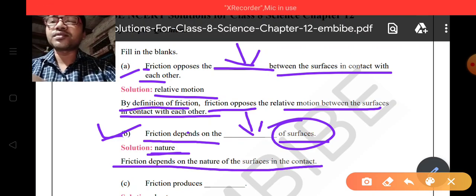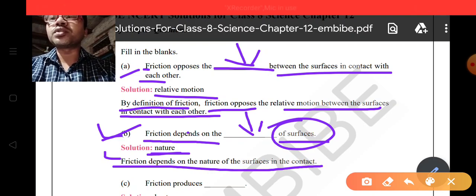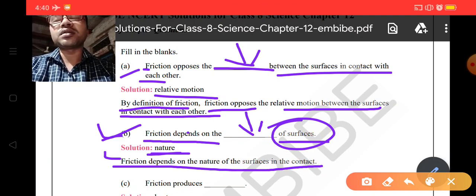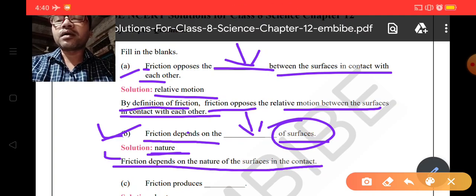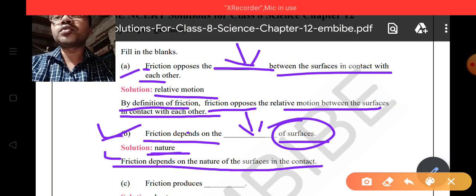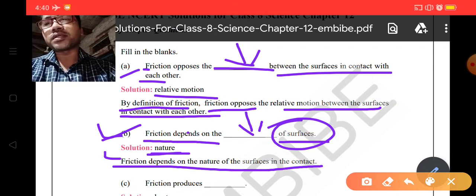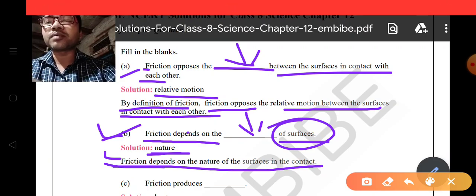Okay, so nature means the roughness, the smoothness of the surface. If the surface is rough, then roughness will be high, friction will be high. If the surface is smooth, then friction will be low. So this is the meaning of the nature of the surfaces. So it is written here that friction depends on the nature of the surfaces.